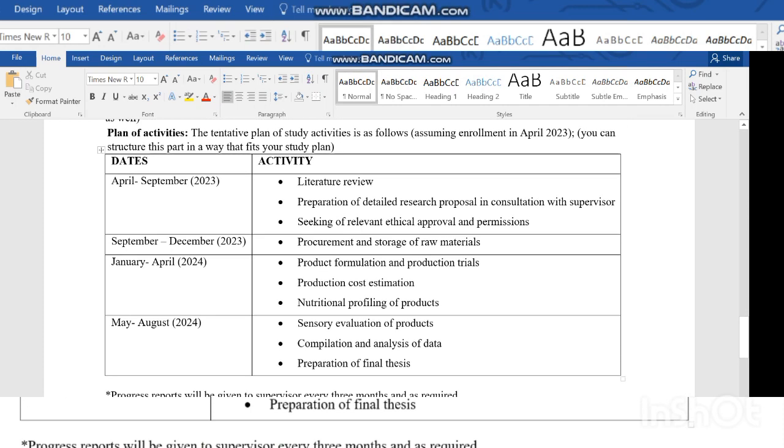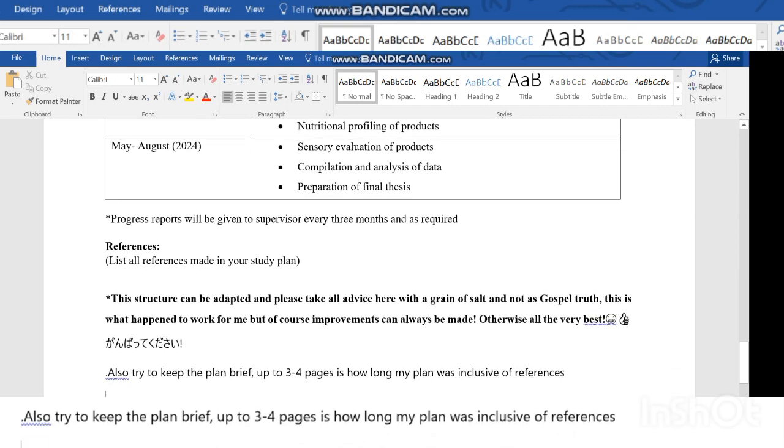Personally, based off of how I did my undergraduate, I know it's very loose, but I thought it would be good, just because this is a plan. They want to gauge one's ability to plan. So even though it wasn't required in writing, I thought it was a good thing to include. I gave literature review, preparation of detailed research proposal in consultation with supervisor, seeking of relevant ethical approval and permissions. These are things that I just borrowed from my study plan, my proposal at my undergraduate. So I hope you keep those documents very much alive. They will help.